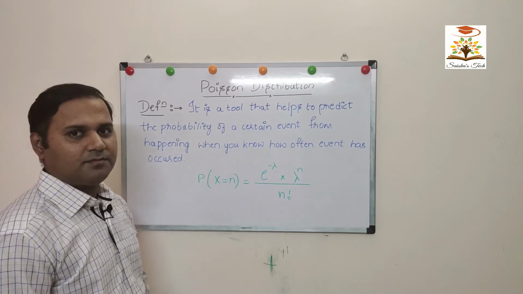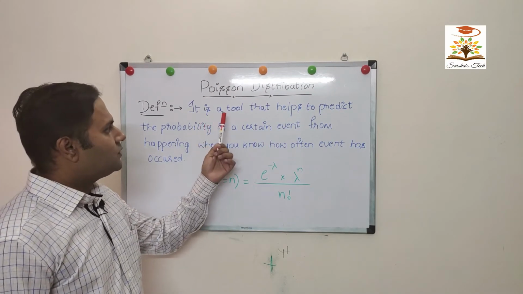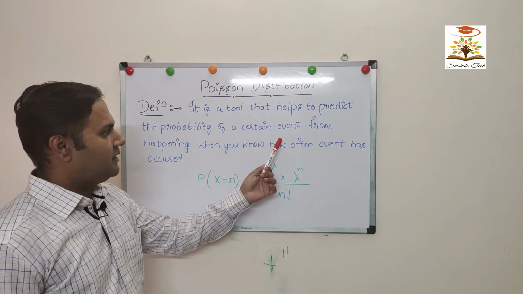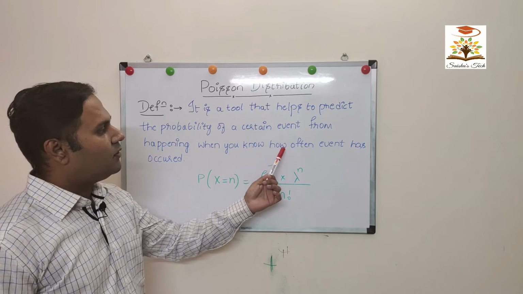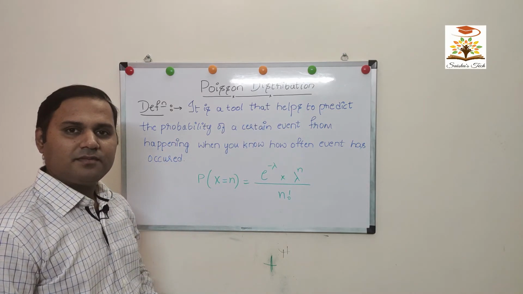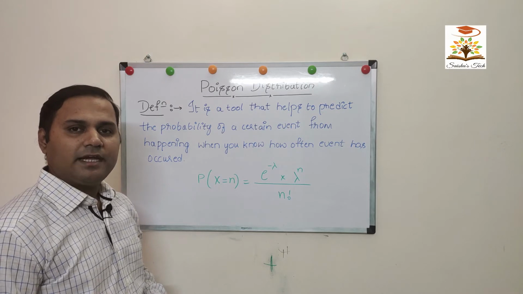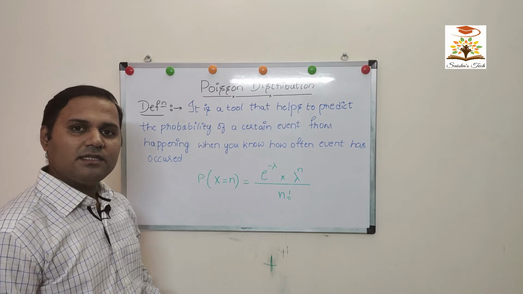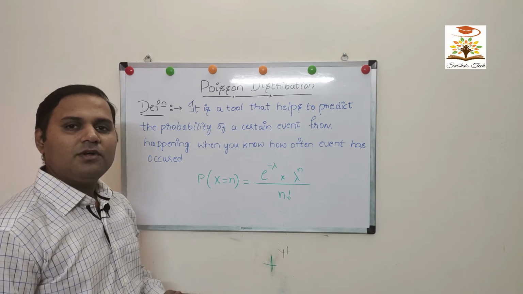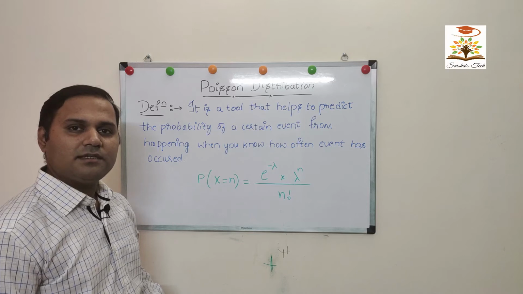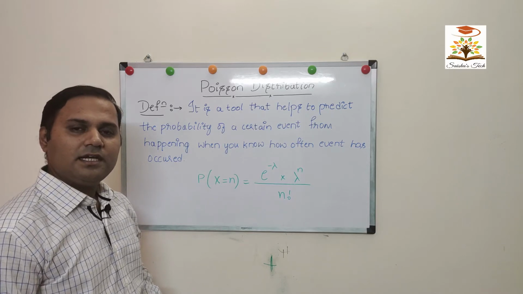Poisson distribution. Poisson distribution is a tool that helps us to predict the probability of a certain event when we know how often that event has occurred. For example, from the past decade, yearly we have 250 centimeter of rainfall in Delhi. Now we want to understand the probability of occurrence of 300 centimeter of rainfall in 2021.